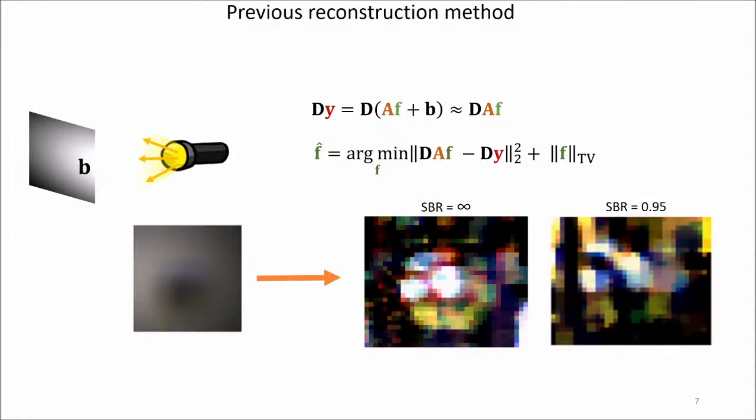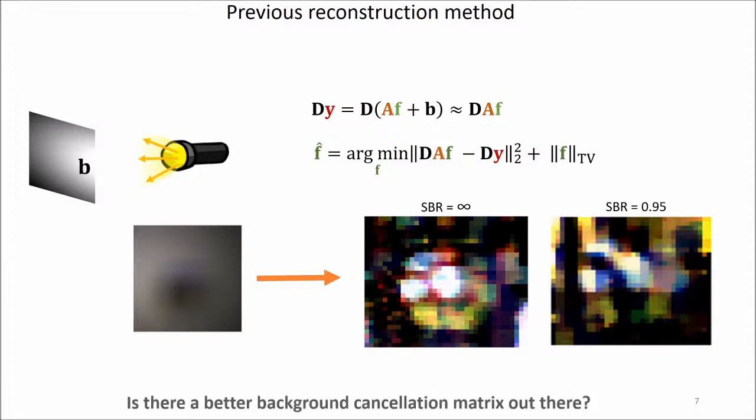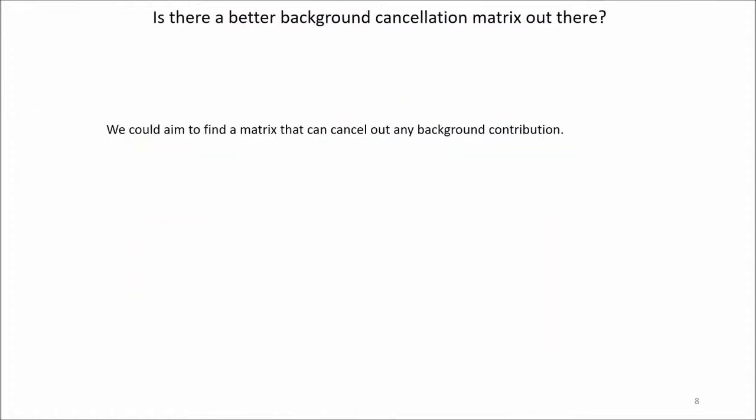However, the use of this differencing matrix does inspire a new solution. Is there a better matrix out there that we can put in its place that isn't chosen heuristically? Well, we can aim to find such a matrix that can optimally cancel any possible background contributions.